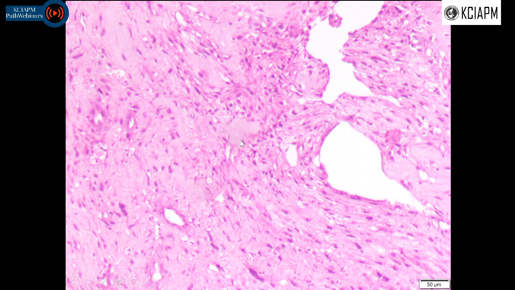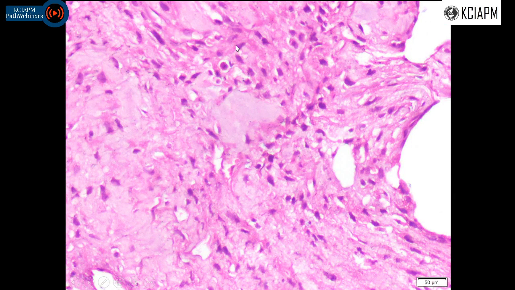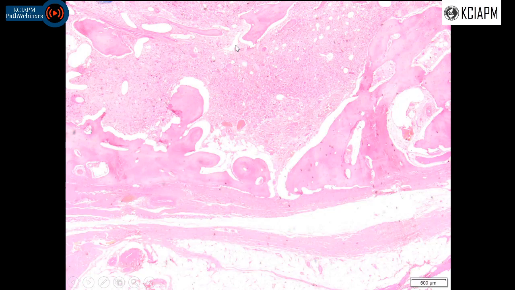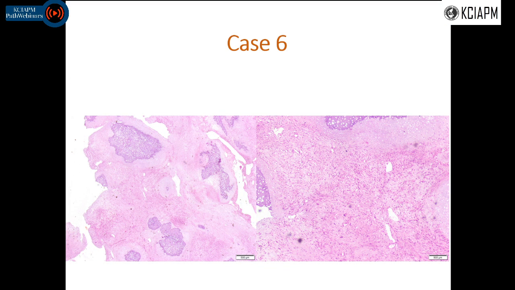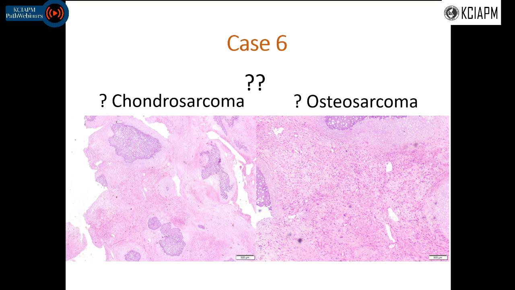These are the vascular channels, more of the osteoid, better seen in this section. And we have this tumor permeating through the periosteum, going out to the periphery. So we have in this case a malignant tumor which is producing cartilage, which is producing bone. So is it a chondrosarcoma or is it an osteosarcoma?